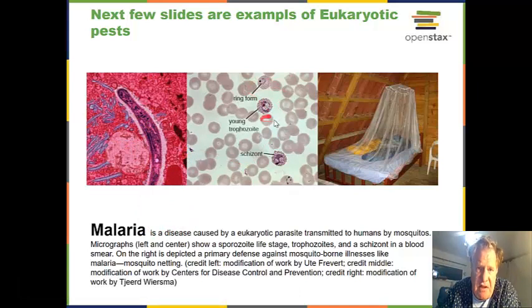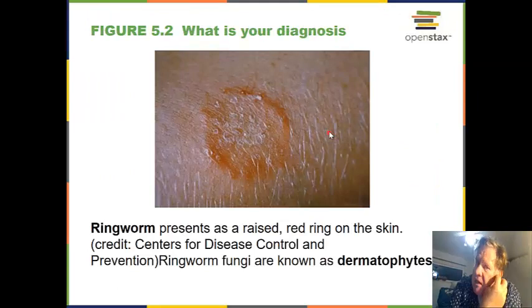It tends to live in the blood. So here is the malaria living in the blood. And something relatively simple, like having a mosquito net, will actually prevent you from getting this.